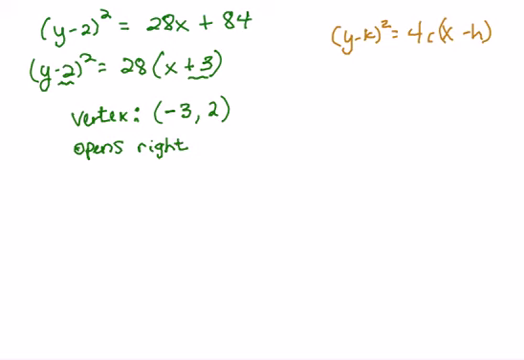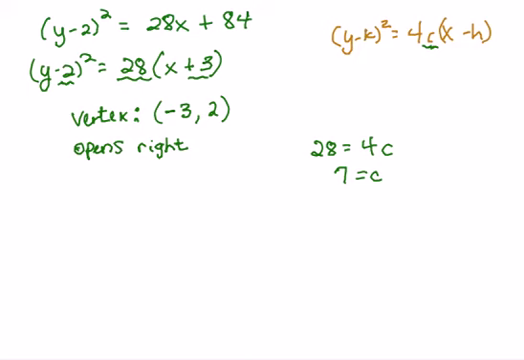The other information that we need to find is the location of the focus and also the directrix. And remember that both of those depend on this c value from our standard form over here, the 4c in front of the x minus h. So in front of the x minus h, we have 28. So 28 is equal to 4c. And if I divide both sides by 4, that means c equals 7. And so what that means is that the focus is going to be 7 units away from our vertex, and the directrix is also going to be 7 units away in the other direction.